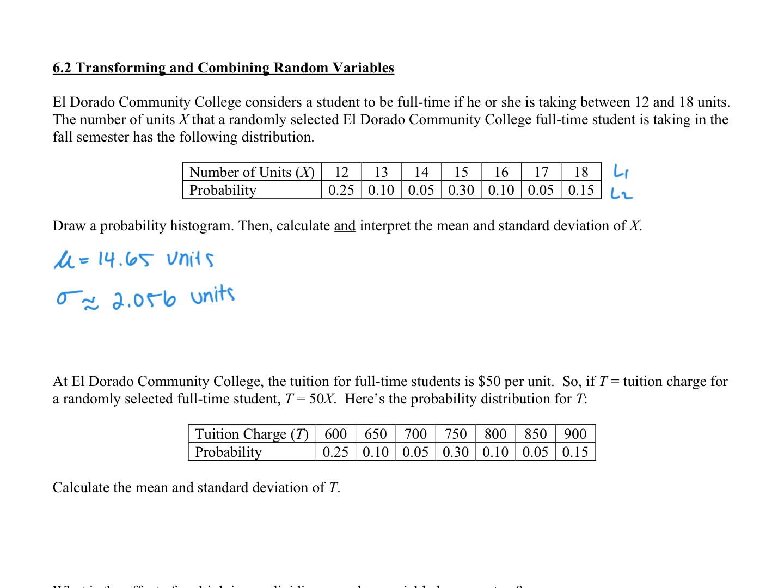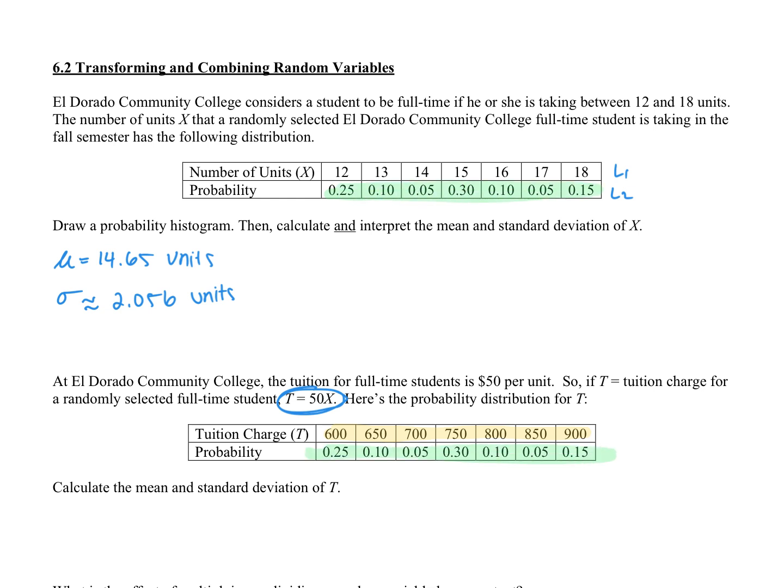Okay, moving on. At El Dorado Community College, the tuition for a full-time student is $50 per unit. So if T equals the tuition charge for a randomly selected full-time student, then T is equal to 50X. Right? So if you're taking 13 units, we multiply that 13 by the $50 to get how much you're paying. So there's the probability distribution for T. My question 1, how did they get these numbers? They multiplied the units X from up top by 50.